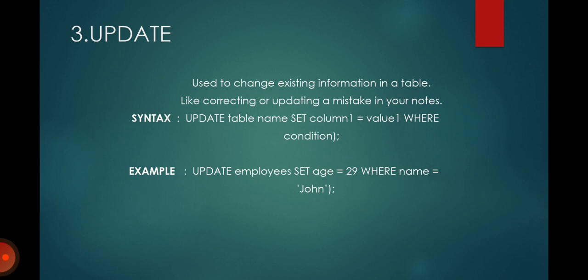Next, update. Update is a command used to change existing information in a table, like correcting a mistake in your notes. Syntax for update is: update table name, set column 1 equal to value 1, where condition, semicolon. Example: update employees, set age equal to 29, where name equal to John, semicolon.